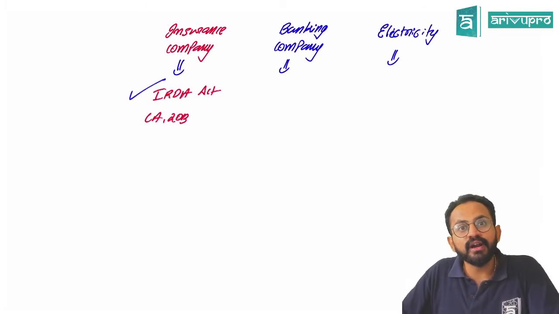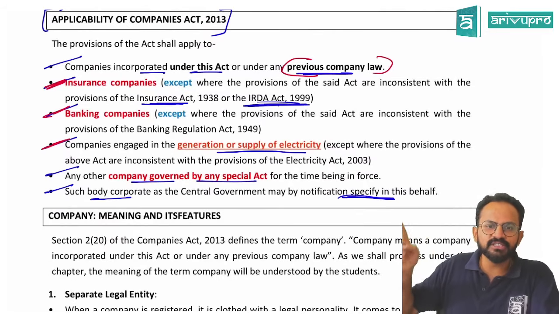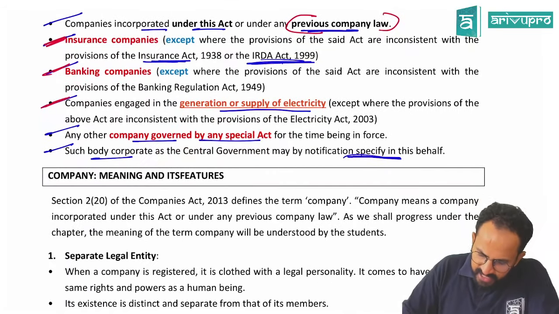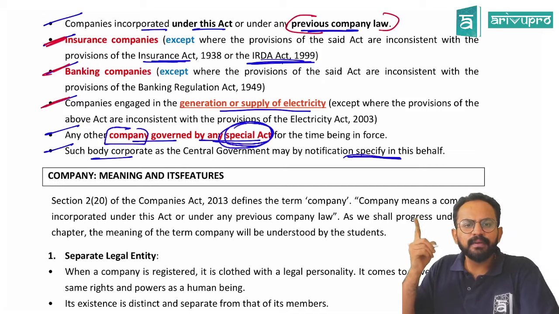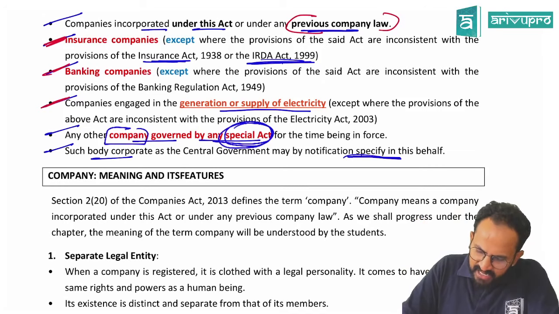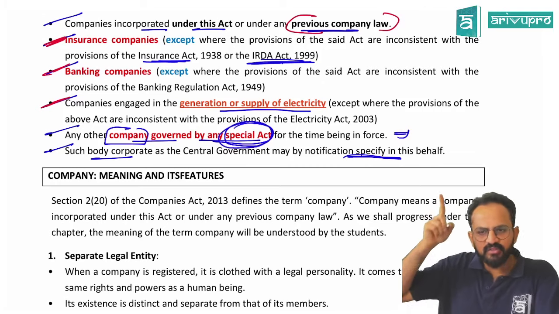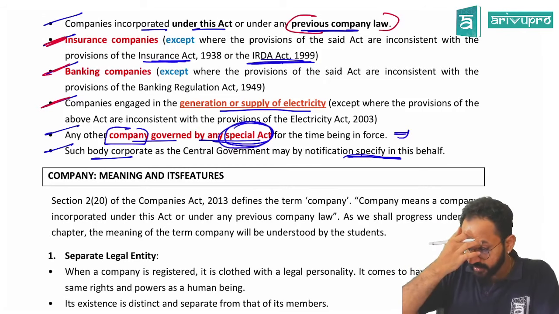Now, all of you were asking me, what does Section 1 talk about? Section 1 always talks about applicability. To whom and all it will be applicable, that is what it talks about. Any other company governed by any special act, this I will tell you when we are doing types of companies. Different types of companies, we'll cover that. Is it clear, all of you?